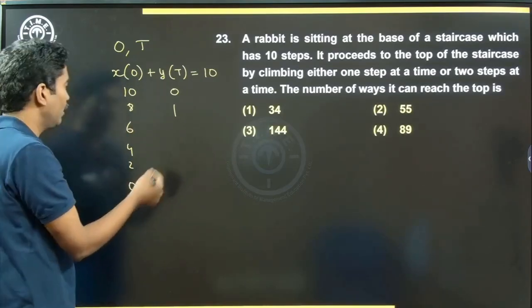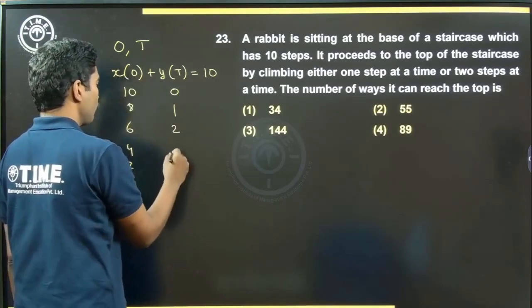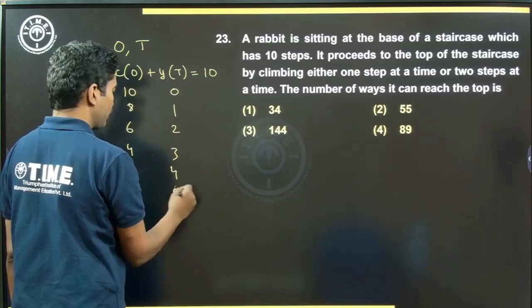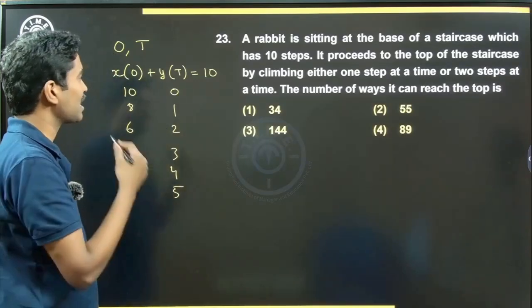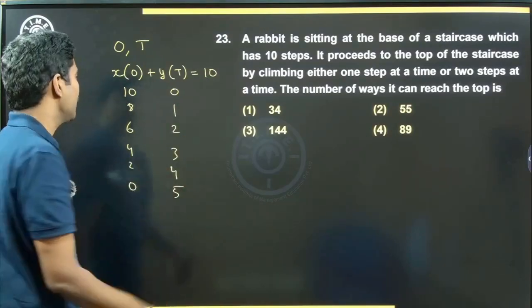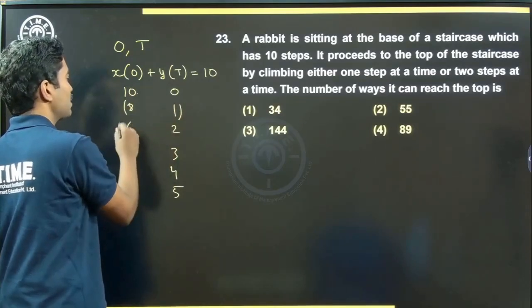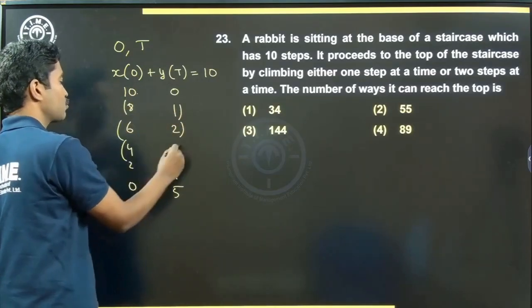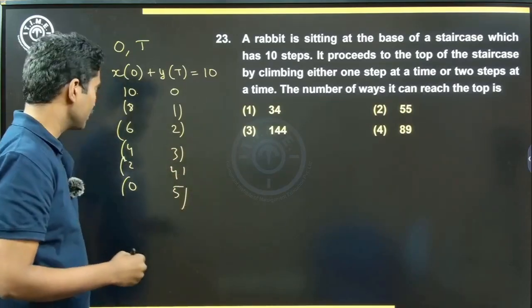On the contrary, what happens here? You take 6 single steps. You'll have to take 2, 3, 4, 5. So these are the 6 possible ways in which this rabbit can go from here to there. It can climb those 10 steps either with all 10 single steps, or 8 single steps and 1 double step, or 6 single steps and 2 double steps, and so on till all 5 double steps, right?